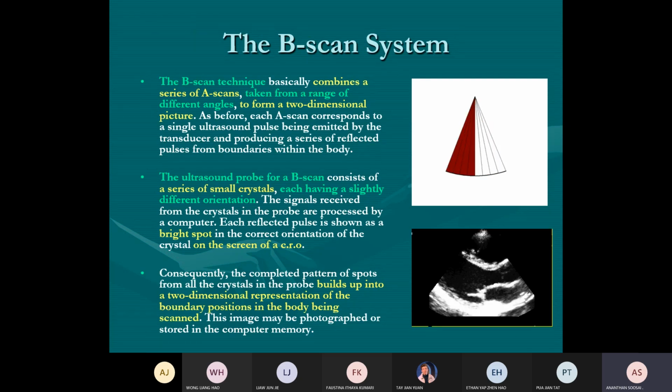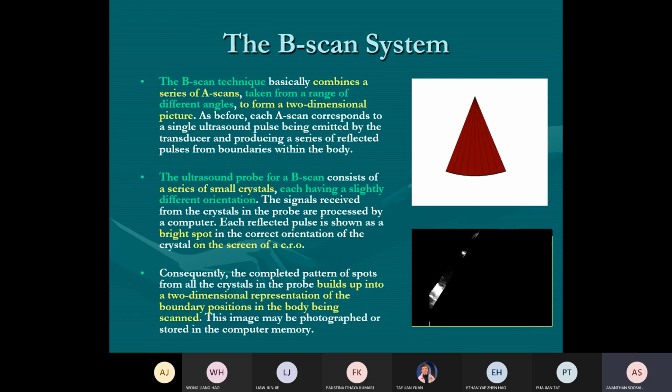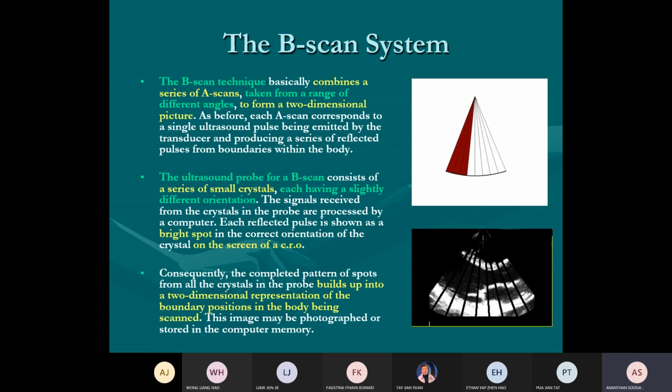So a series of A scan images is combined to form a B scan. The B scan technique combines a series of A scans taken from a range of different angles to form a two-dimensional picture. In the exam, they'll ask the difference between A scan and B scan. A scan is 1D and B scan is 2D. A scan only tells the depth, while B scan tells the outline, the layer of the boundary. B scan is actually a series of A scans combined.